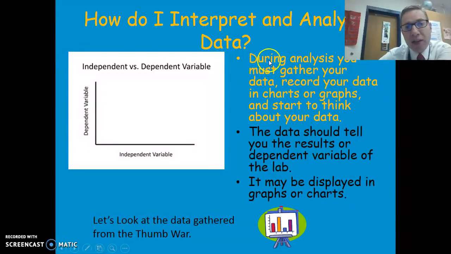Finally, here is analysis. So after you have all your data, you completed your experiment, we're going to analyze it. And usually you analyze it using a graph, or you could use a data table, but on a graph, this is how it's laid out. The bottom here is the independent variable. This is called the x-axis. And the y-axis going up and down is the dependent variable. So if it was our thumb war lab, our thumb length would go on the bottom, and our number of wins would go on the side here. Okay.